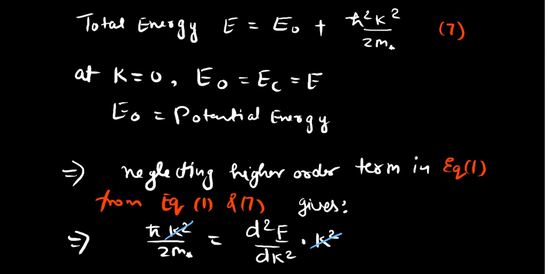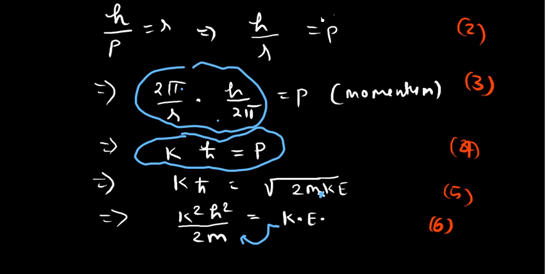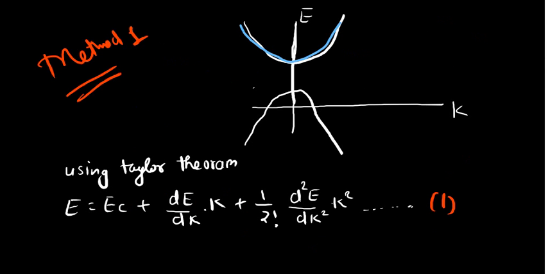So the total energy will be given by kinetic energy plus potential energy. This term is the kinetic term and this E naught is the potential term. At k equal to 0, all these energies E naught, E_C and E are equal. So first we are going to neglect higher order terms in the expansion. After the dots, we neglect the higher order terms, that is k cube, k to the power 4, etc. Let us consider only some terms.